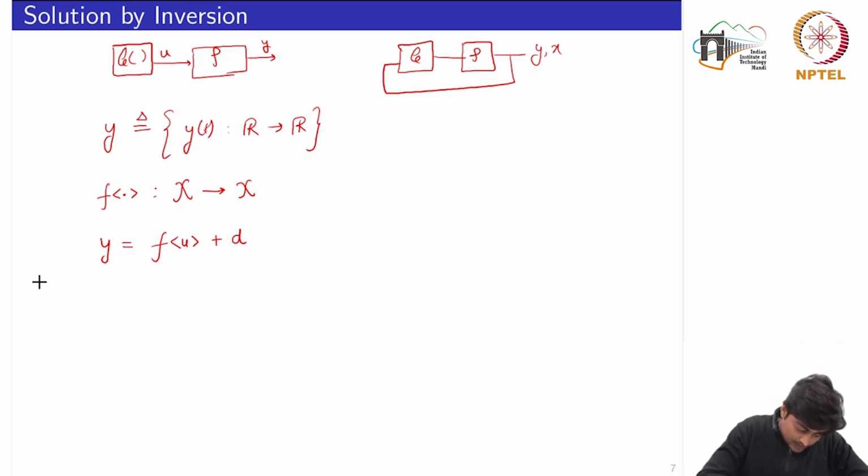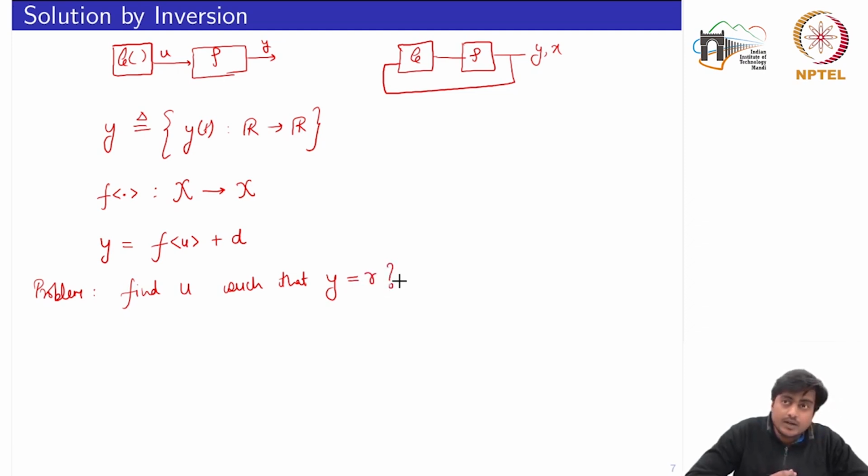So the control problem is: find u such that the output of the plant, or output of the model, is equal to some reference signal which we denote by r. So we want to compute u such that y becomes equal to r, where the model of the plant is given by this generic equation. This is the objective.